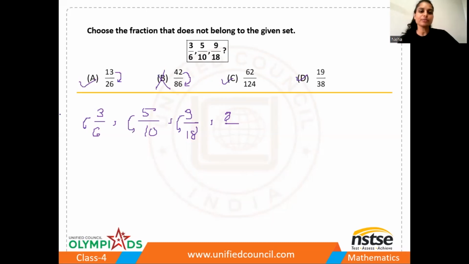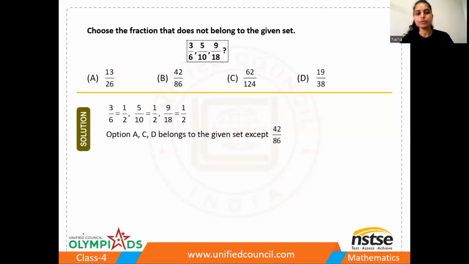For this, we have to find out which number will come in the numerator. If I can do this, then I can solve the question. This is 3 and this is 5, so 3 plus 2 is 5, right? And this is 5 and this is 9, so 5 plus 4 is 9. So plus 2, plus 4, the next should be plus 6. So 9 plus 6 is 15, right? But we don't have 15 in the numerator in any option.